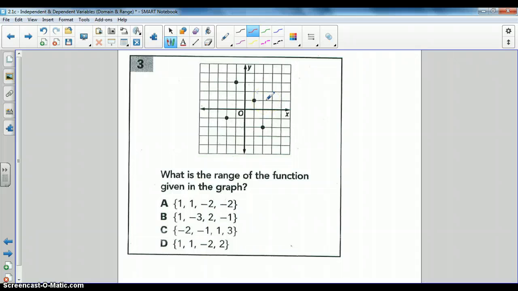Okay, this says what is the range of the function in the graph? So really, we need to know our y numbers, right? Because range is y. So how I like to do this one is I like to go to each graph and say, okay, this is -1, 3. This is -2, -1. This is 1, 1. And this is 2, -2. Okay, so I just plotted all my points, and now I'm just going to pull my y's. 3, 1, -2, and -1.